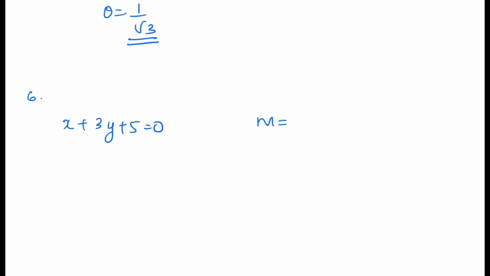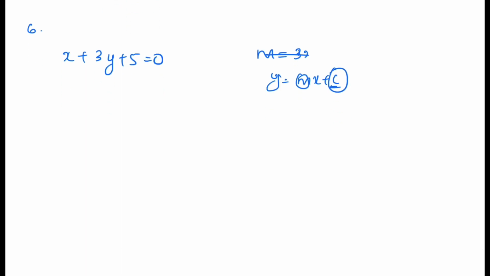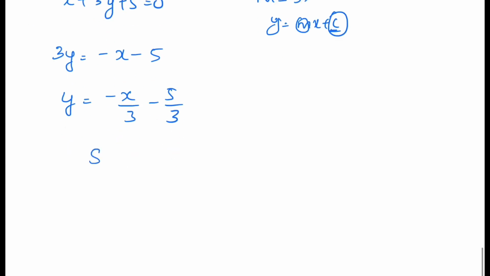So your equation of line will be y is equal to mx plus c, where m is the slope. This will be the slope, and this will be the y-intercept. Let us transform into that form. 3y is equal to minus x minus 5. y is equal to minus x by 3 minus 5 by 3. So we get slope is equal to minus 1 by 3, and y-intercept is equal to minus 5 by 3.